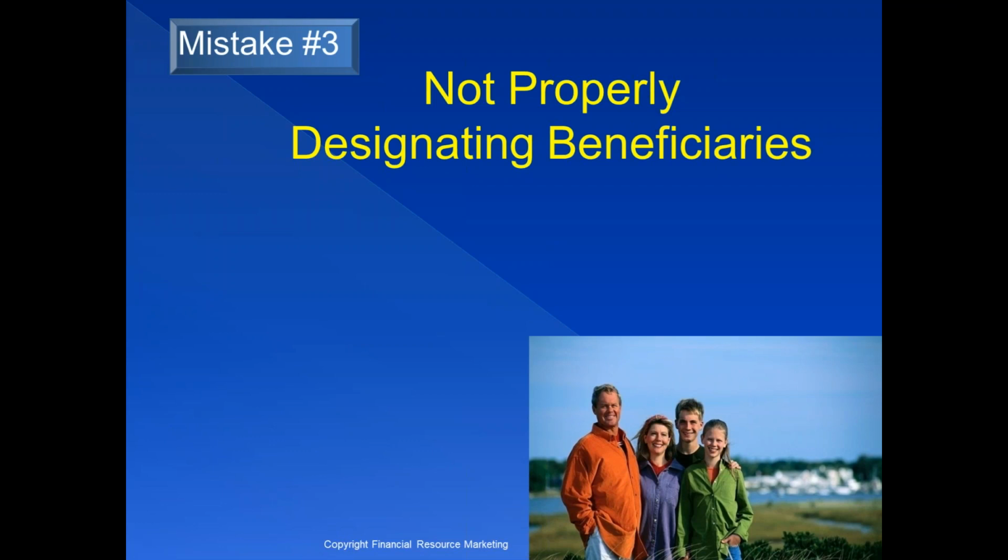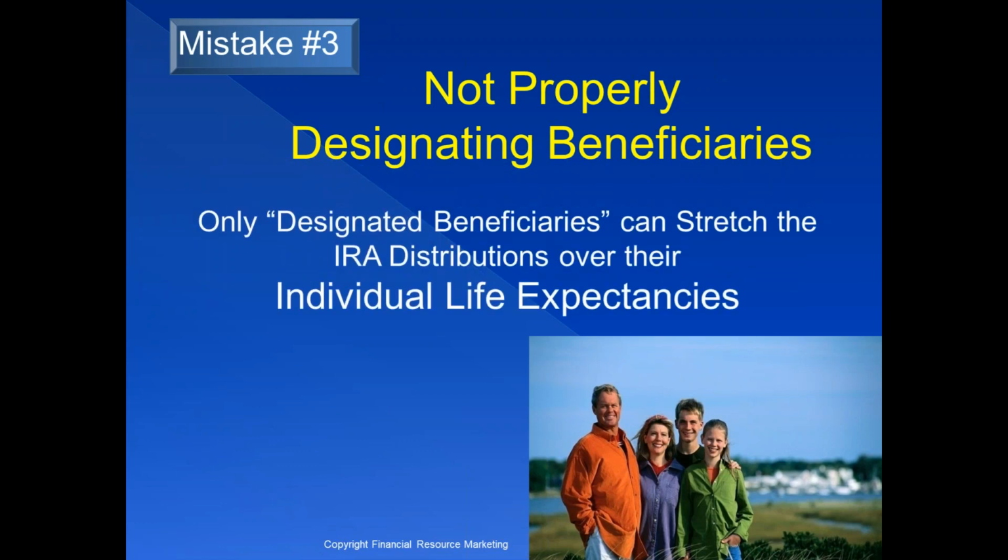It doesn't matter how large their accounts are. Ask them to bring in their beneficiary forms because, folks, this is where the sale is made, and this is where most of the problems are found, in the beneficiary form. Now, I want to point out, we just talked about the stretch. Only designated beneficiaries, and that's an IRS term, can stretch these distributions over their individual life expectancies.